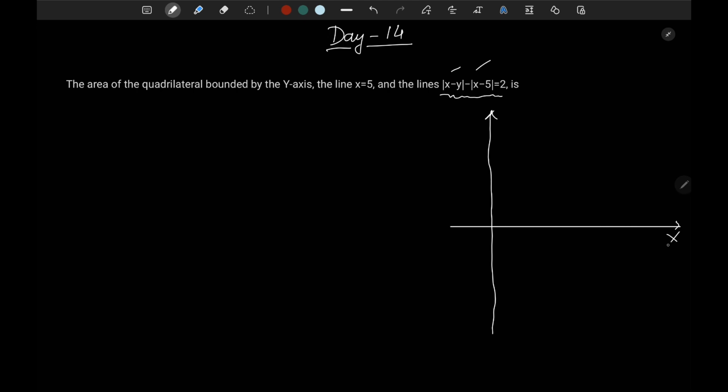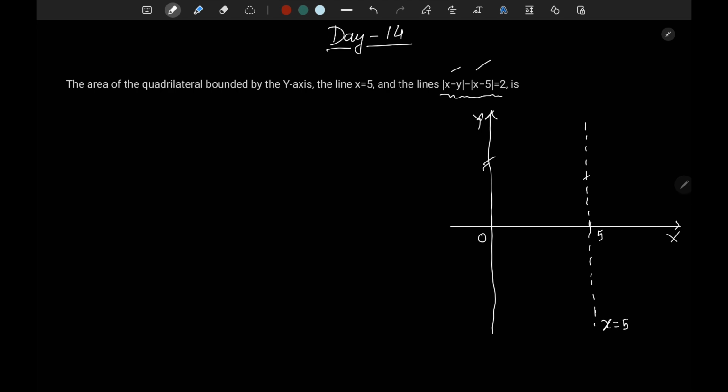Okay, so this is your x-axis, this is your y-axis, this is origin. Now your x equal to 5 line, suppose this is your 5, so your x equal to 5 line looks something like this. Okay, this is my x equal to 5. Now this is your y-axis, you know already, this is your x equal to 5.